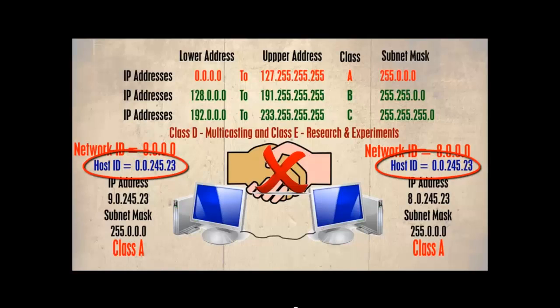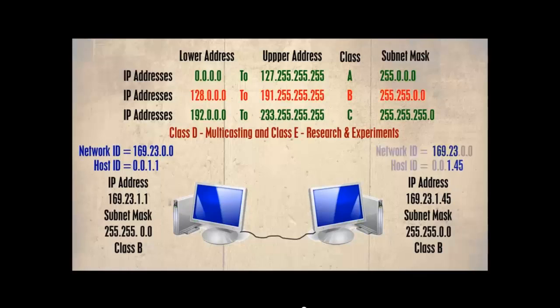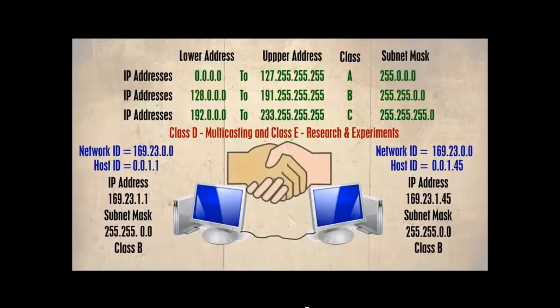It is true that they could not be on the same network ID, but because they are on separate ones, they can be the same. Our final example shows what effect the subnet mask can have on network IDs and host IDs if not set correctly. Here we have two hosts on a class B network, 169.23.0.0.